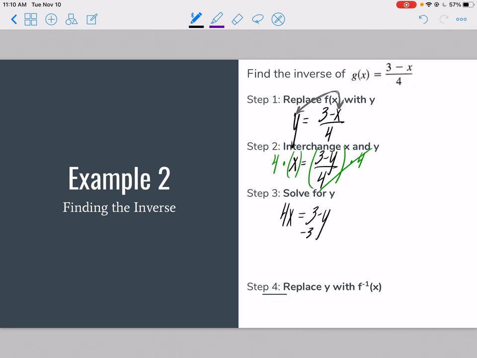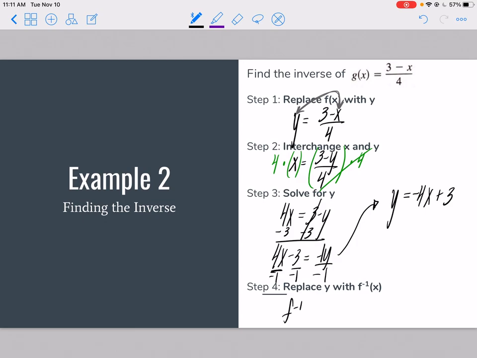Okay, then we would want to subtract 3 from both sides. We'd get 4x minus 3 equals negative y. That's the same thing as negative 1 times y. So we want to divide everything by negative 1. Now, what that's going to do, if I divide by negative 1, that's going to switch all of the signs. So I'd be left with y equals negative 4x plus 3. Last but not least, rewrite this in the correct notation. Okay, so there we are.